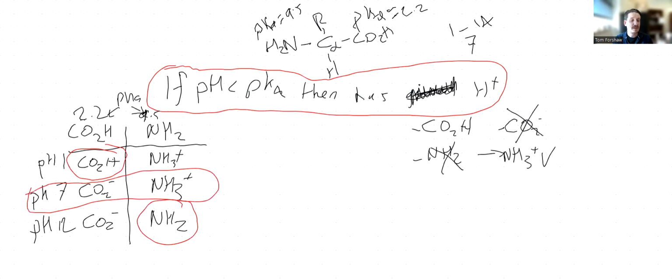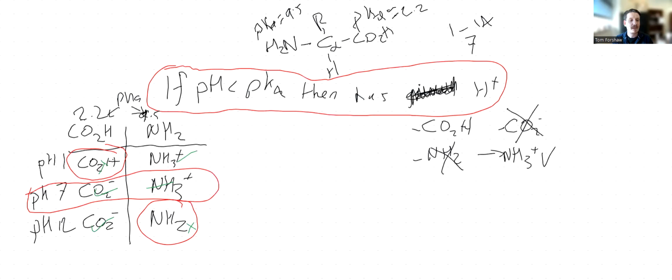At pH 1, the amine is, and the carboxylic acid isn't. At pH 7, they both are. And at pH 12, the carboxylic acid is, but the amine group would not be. That's just what you've got to remember.